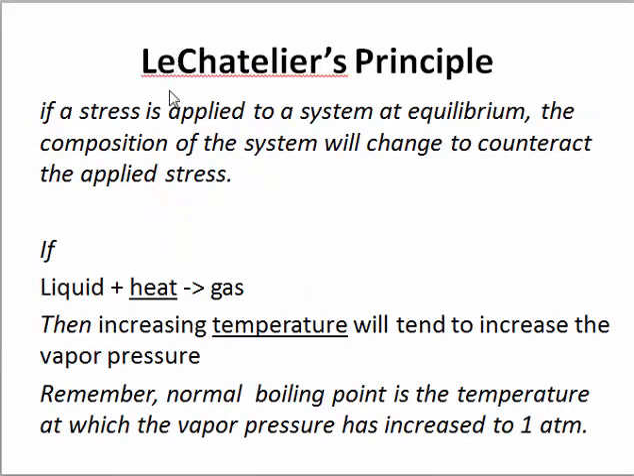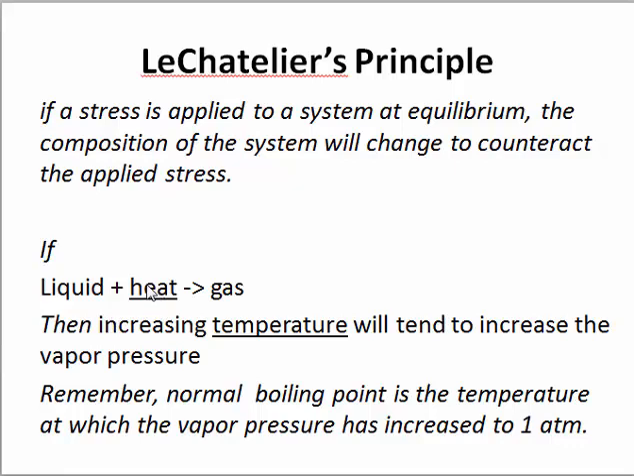The relationship between vapor pressure and temperature is the first example in this course you will see of Le Chatelier's principle, which says, if stress is applied to a system in equilibrium, the composition of the system will change to counteract the applied stress. In any system with liquid in equilibrium with vapor, the equilibrium is a reaction in which liquid plus heat goes to gas. You have seen that evaporating the liquid is an endothermic process, as in the hexane example we saw in this lecture.